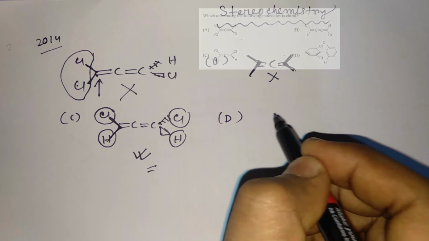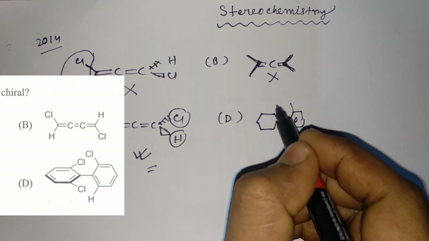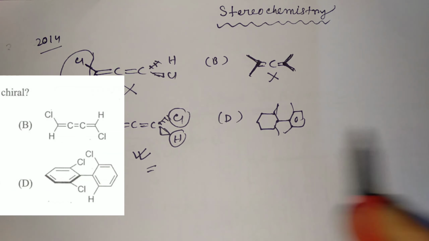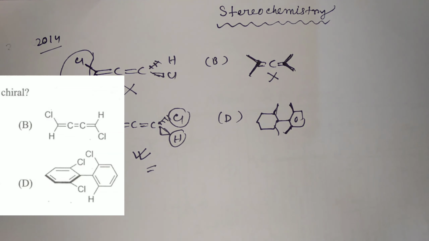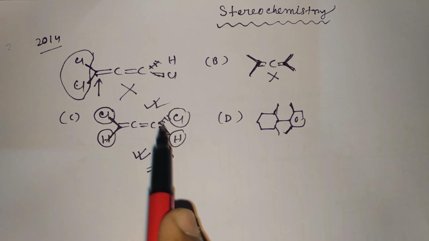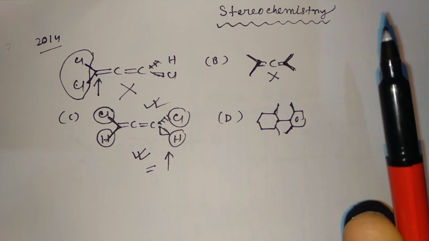And in case of option D, of course, this is a biphenyl system, and all the groups are also in the same plane. That is why this is not possible. This should be on a different plane, and that is why option C is correct, right? How to determine the chirality or the RS nomenclature of this kind of system, I have already made a video, so you can check over there by clicking the I button, right?